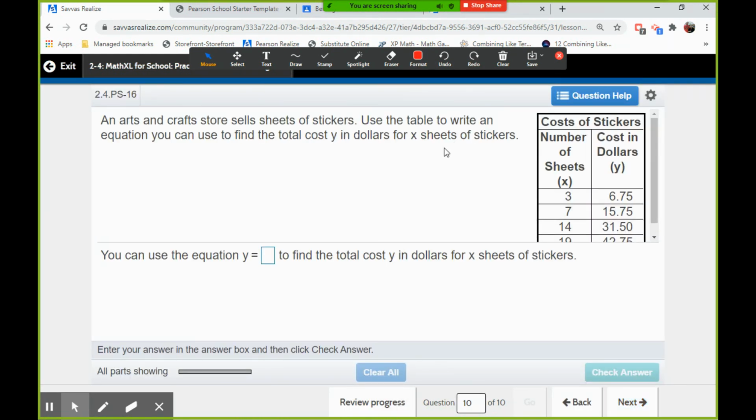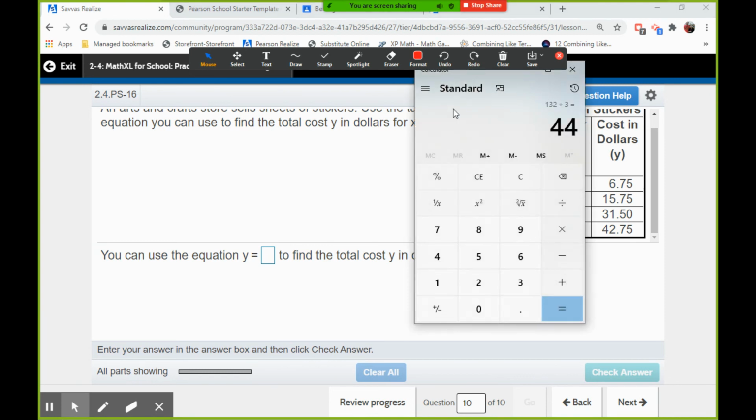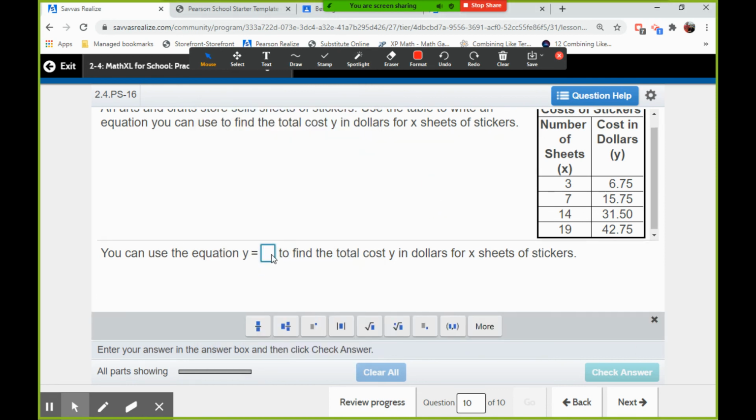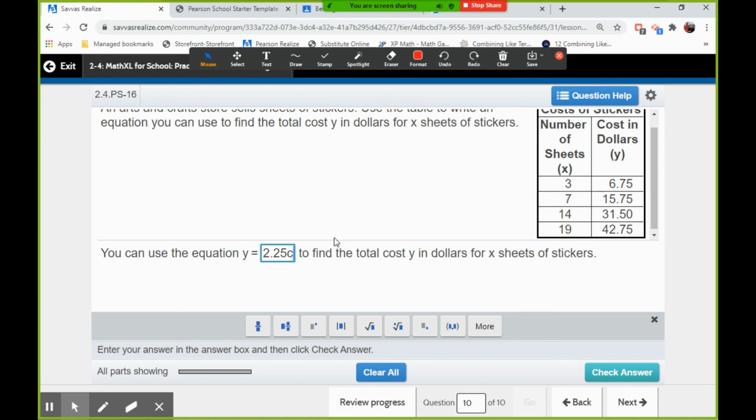Same thing here. Selling stickers for number of sheets. You're just going to be dividing these down, finding your unit rate to figure out what your constant of proportionality is. So in this instance, 6.75 divided by the number of sheets, 3. So essentially, all these should cost $2.25 per sheet. 31.50 divided by 14, $2.25. 42.75 divided by 19, $2.25. So that's our unit rate, so it's also our constant of proportionality. Oh, 2.25x.